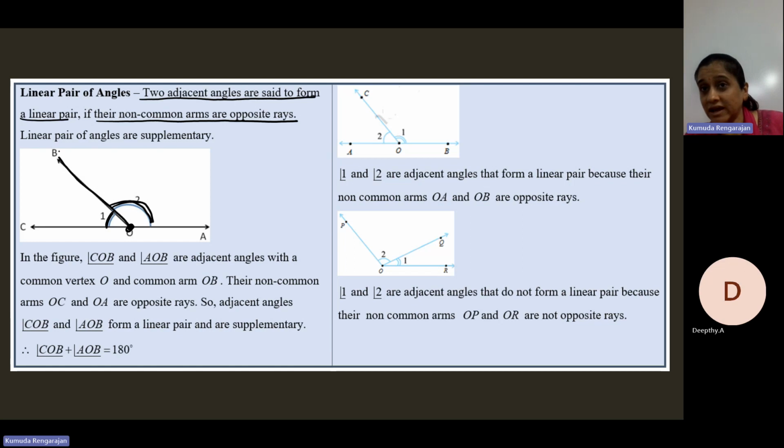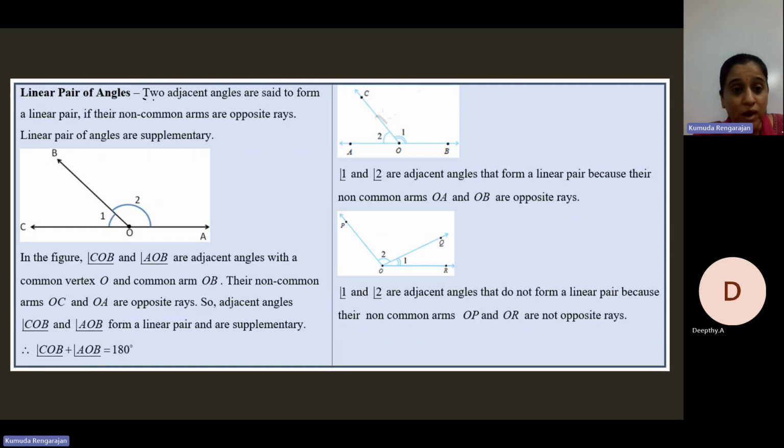We are talking about adjacent angles, okay? They have a common vertex, they have a common arm, and the non-common arms lie on either side of the common arm, so they are adjacent angles. Also, the non-common arms are opposite rays, so they are also a linear pair of angles. They can be called a linear pair because their non-common arms are opposite rays.